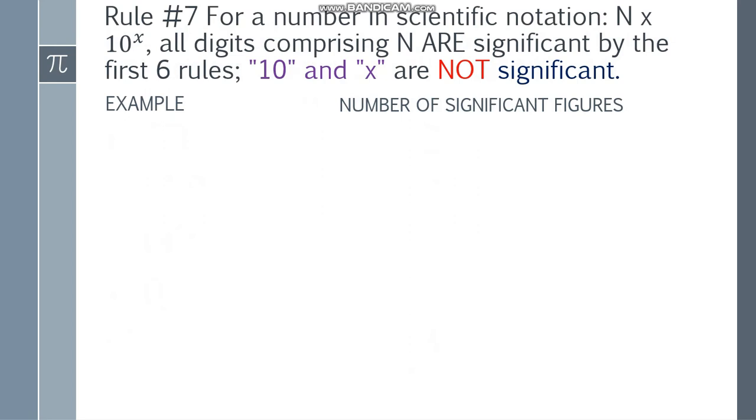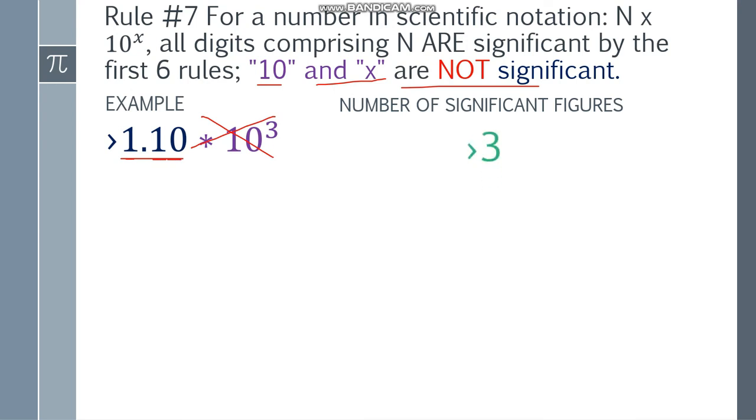Rule number 7. For a number in scientific notation, N times 10 to the x power, all digits comprising N are significant by the first 6 rules. The 10 and x are not significant. Okay, just remember this one. The 10 and x are not significant. Let's have the first example. 1.10 times 10 cubed. Just look at this one, ignore this one. So we have 1, 2, 3.